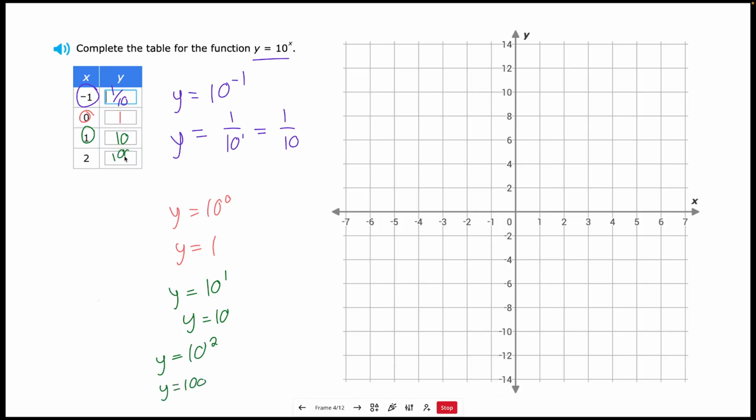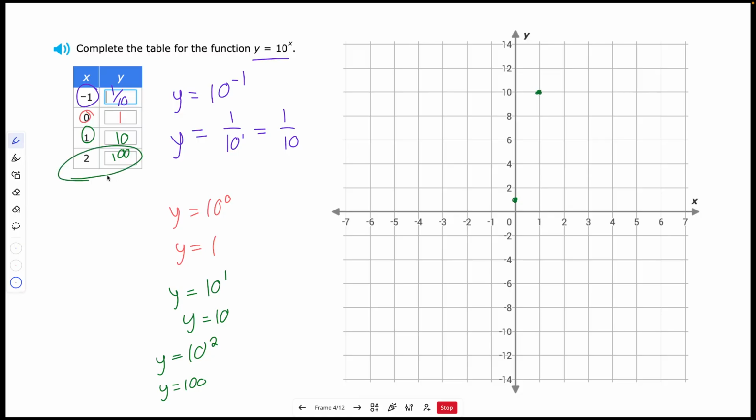Okay? And now you need to pick two of the points to put on the graph. And here, probably the easiest two would be 0, 1. So let's do 0, 1. 0, 1 is right in the middle here. And let's do the 1, 10. 1, 10.